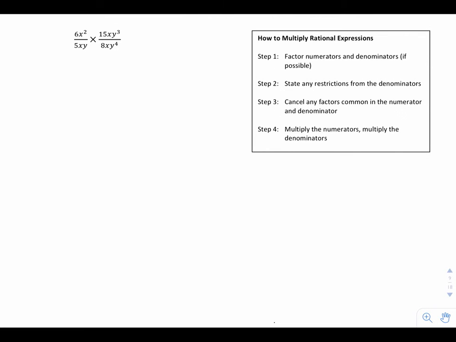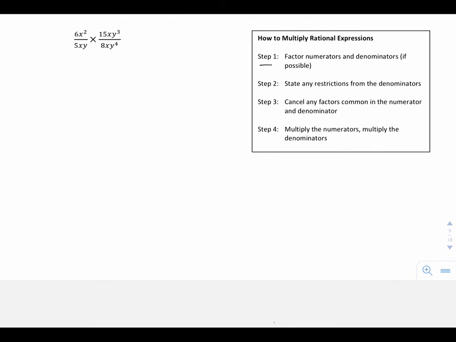What we're looking at here is an example where we want to multiply two rational expressions together. And this is actually a quite simple one because the first step that is indicated here at the side, factoring the numerator and denominator if possible, doesn't apply. As you can see, our rational expressions are just monomials in the numerators as well as in the denominators.